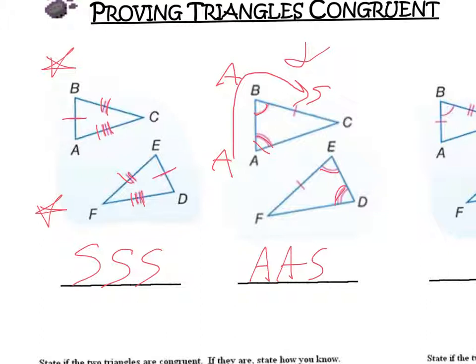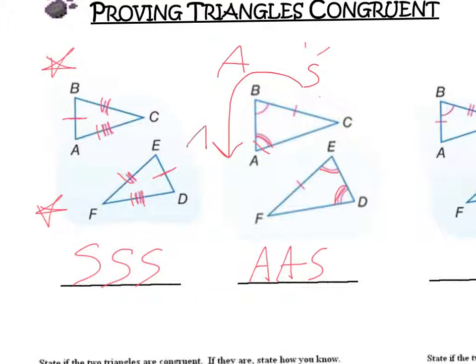Now if we started from the side first, well, if we did that, we would get side, angle, angle. But just understand that we don't write it that way. It's the same thing as this, but the way we write that is angle, angle, side.